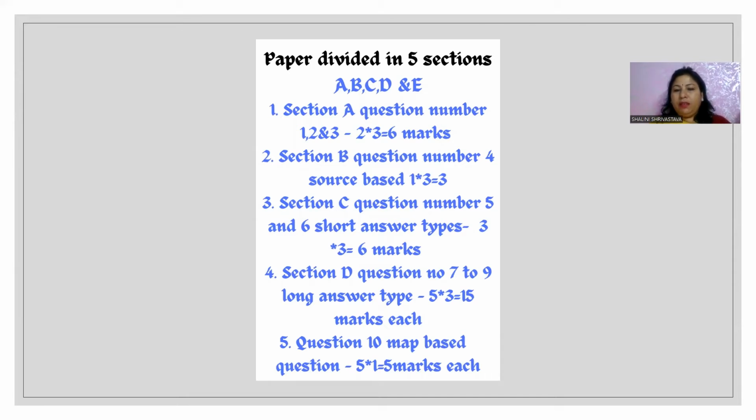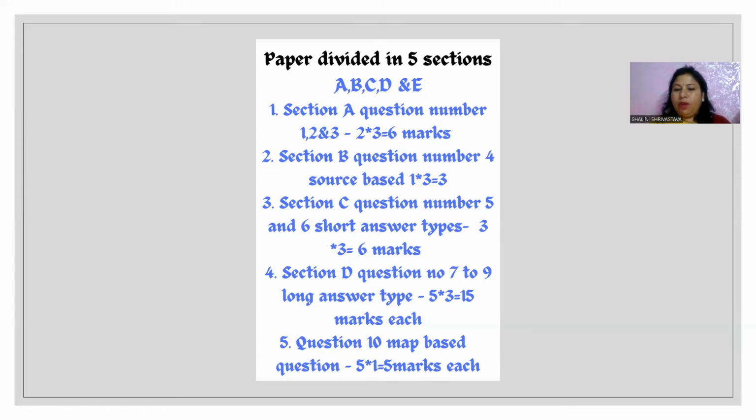In Section B, there are 4 questions; 1 question is source-based, and the subdivision in that question is 1 into 3. So it comes to 3 marks. In Section C, there are 3 questions of 3 marks, question number 5 and 6. So it comes to 6 marks.